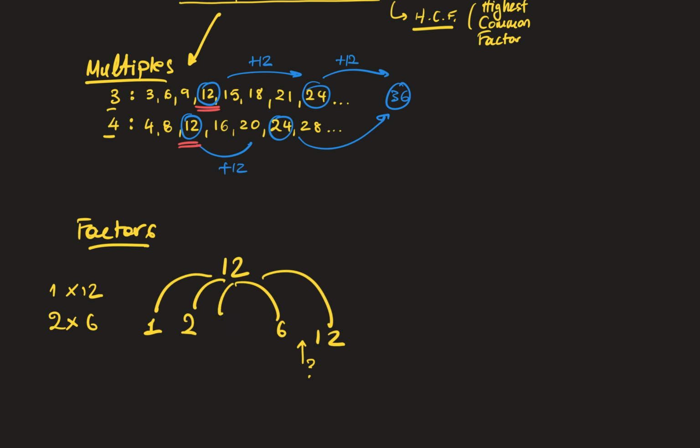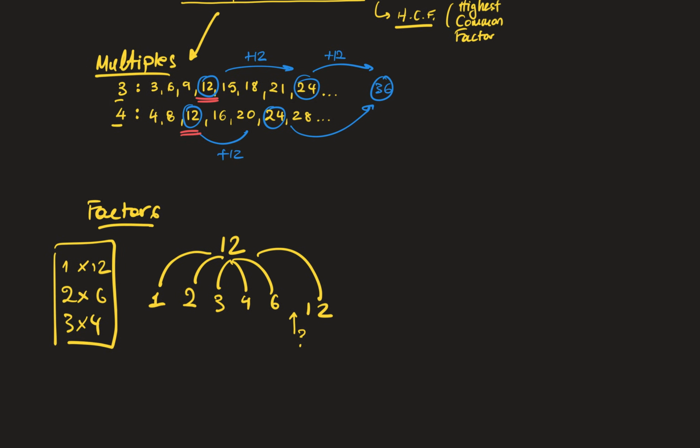So the next number that goes into 12 is 3, and it's 3 times 4. And we can write it here, 3 times 4, if you want to see it as a list. And then, because there's no other whole number between 3 and 4, that means that I'm done with writing down the factors of 12.